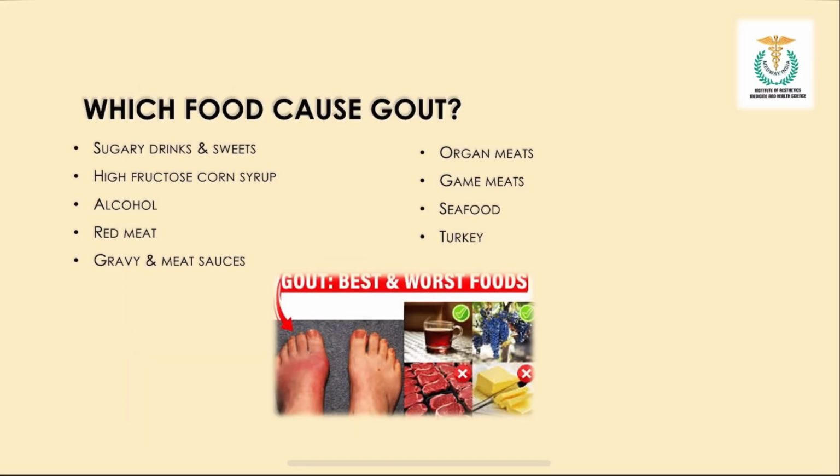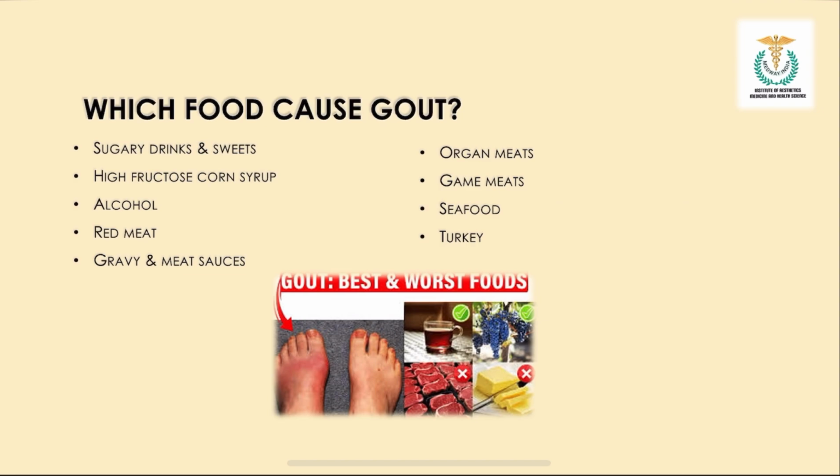So, which food causes gout? Eating or drinking food high in purines is more likely to lead to high uric acid levels in the body, which will cause gout. This includes sugary drinks and sweets. A standard table sugar is half fructose, for example fruit sugar, which breaks down into uric acid, and any food or drink with high sugar content can trigger gout.